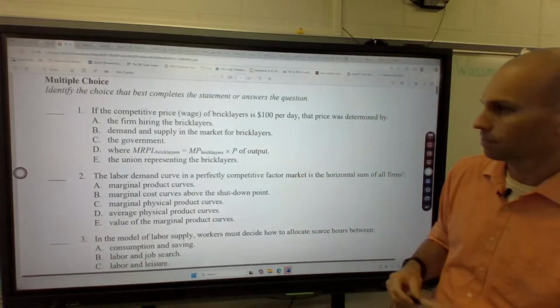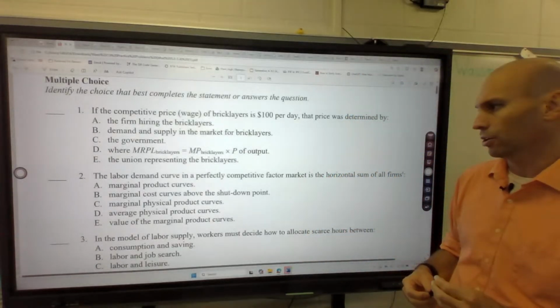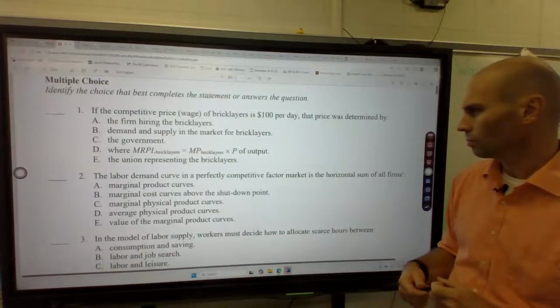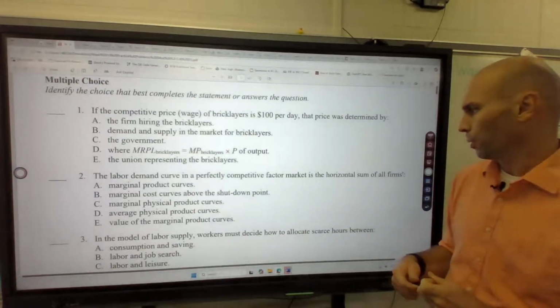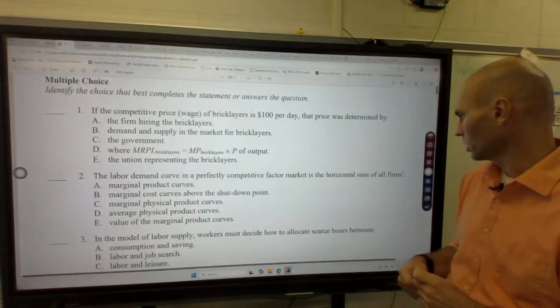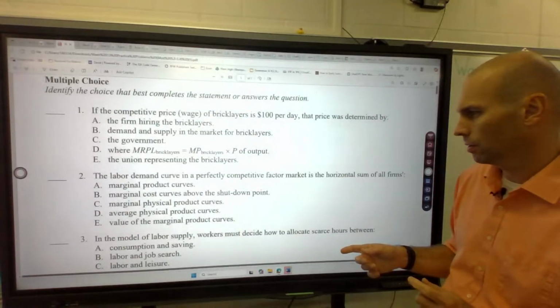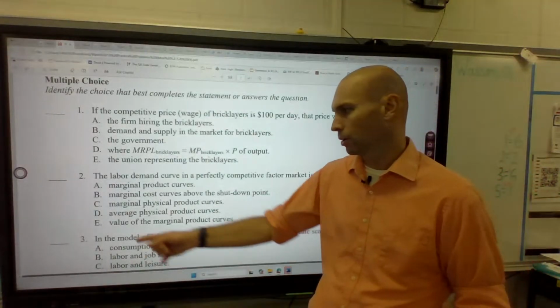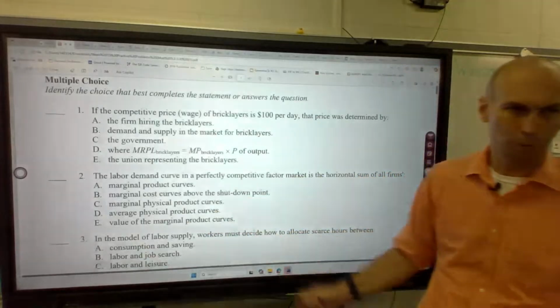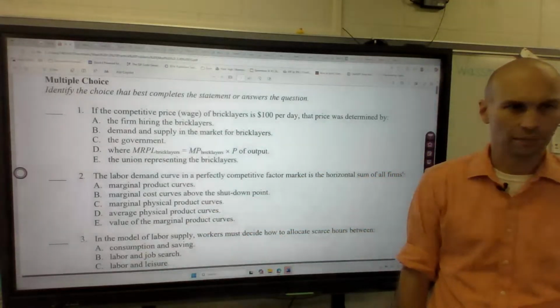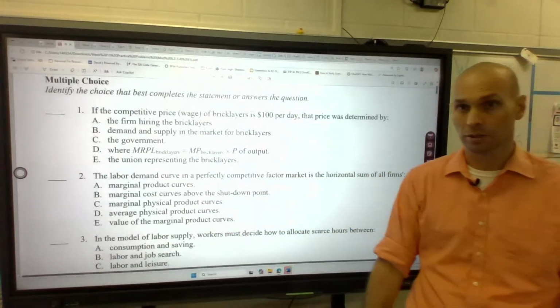Okay. Number 2, the labor demand curve. Demand for labor in a perfectly competitive factor market is a horizontal sum of all firms' marginal revenue products of labor, which is the same as the value of the marginal product. The same thing. So, any questions?